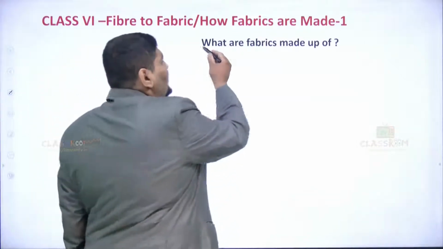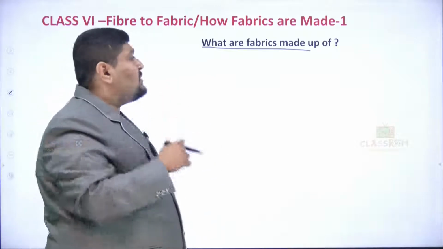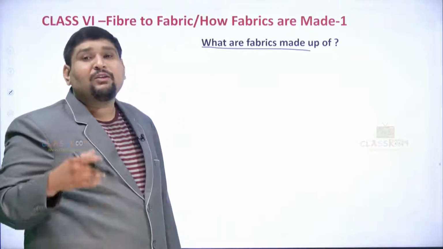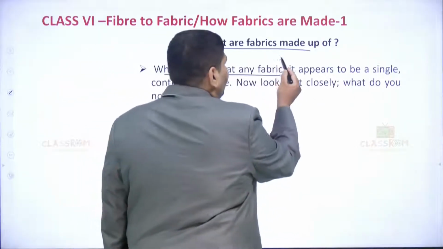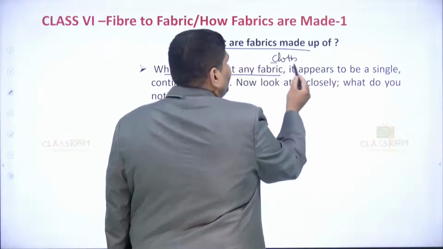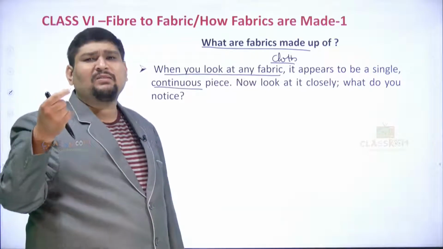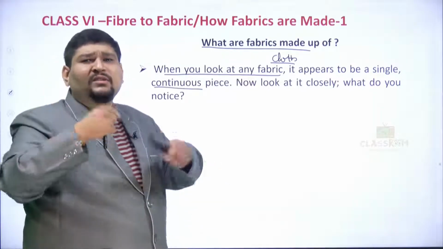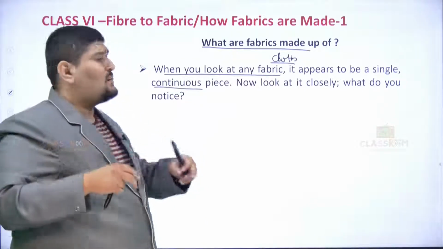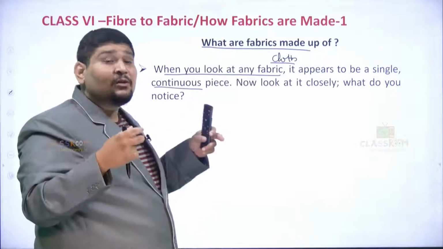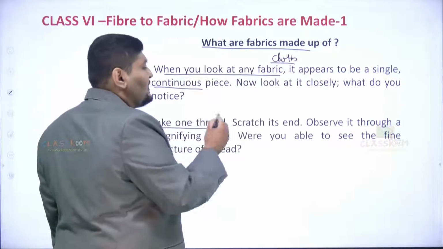Now next, as we have compared, we try to find out how these fabrics are made, what kind of material they are made of. See here, when you look at any fabric or cloth, it appears to be a single continuous piece. If you look closely, you can see a lot of threads woven together. Actually it's a single thread woven together. When you see it very closely, you can take one thread and scratch its end.